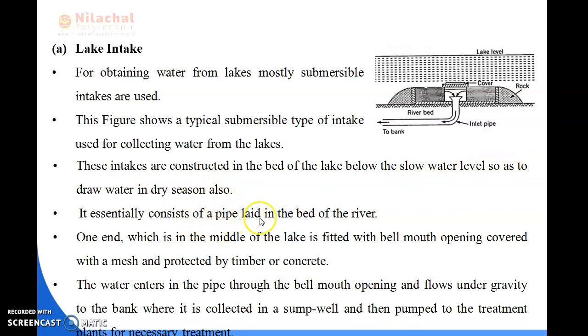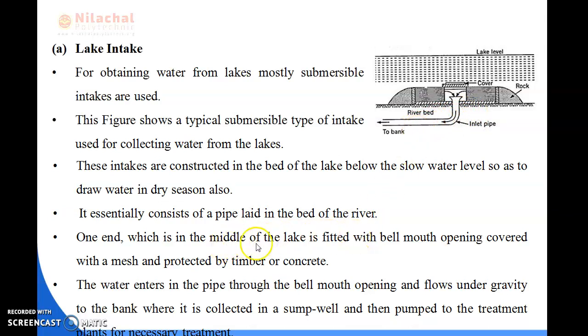It essentially consists of a pipe laid in the bed of the lake. You can see the diagram here. This is the inlet pipe, and here are some rocks. So it is a typical submersible intake used for collecting water from lakes, and these intakes are mainly constructed in the bed of the lake, below the water level, as you can see here.